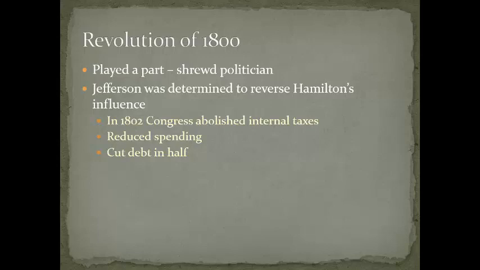Now, even though he does cut spending, and he does reduce the military, he is not a pacifist. In fact, under Thomas Jefferson, we don't declare war, but we do all but declare war on a group of pirates operating off the coast of North Africa, known as the Barbary pirates. So he's not a pacifist. He's willing to use force when necessary.